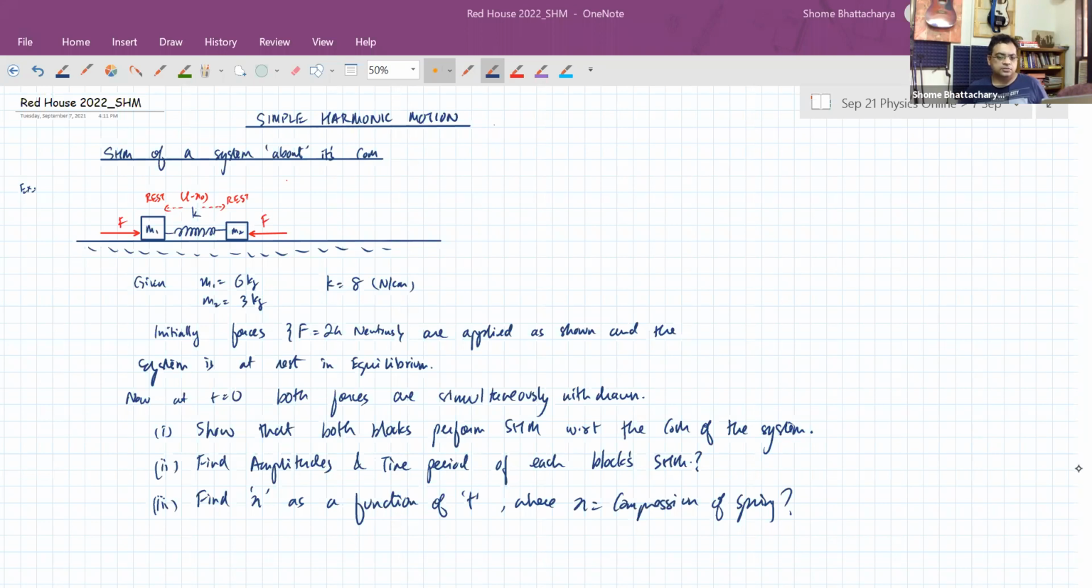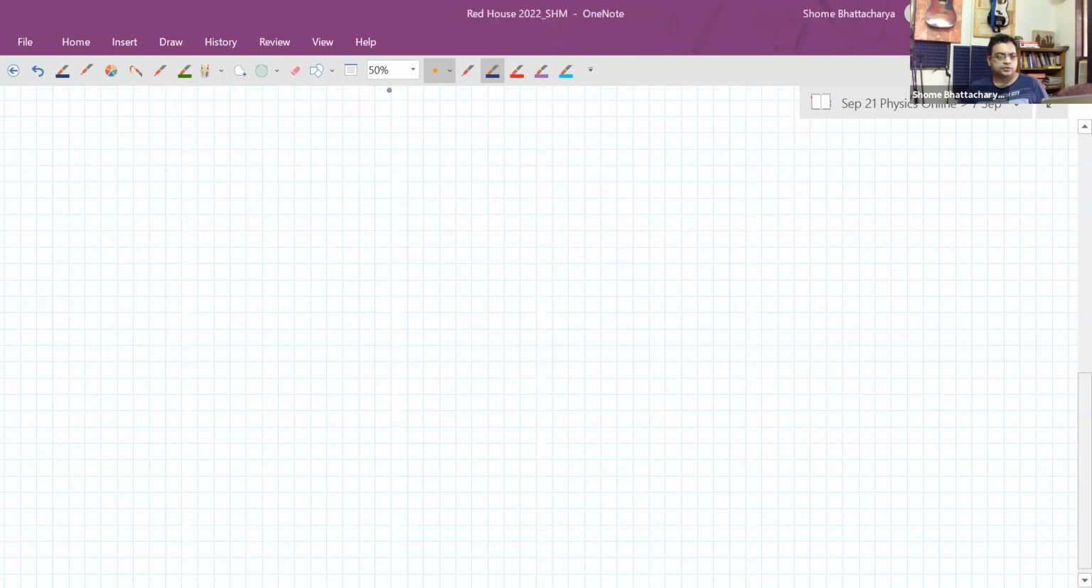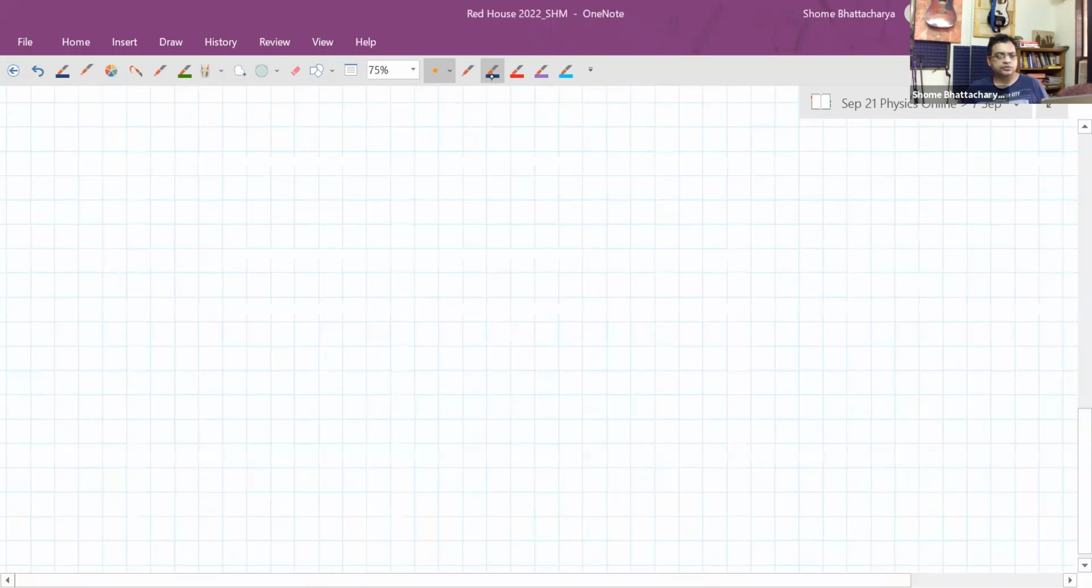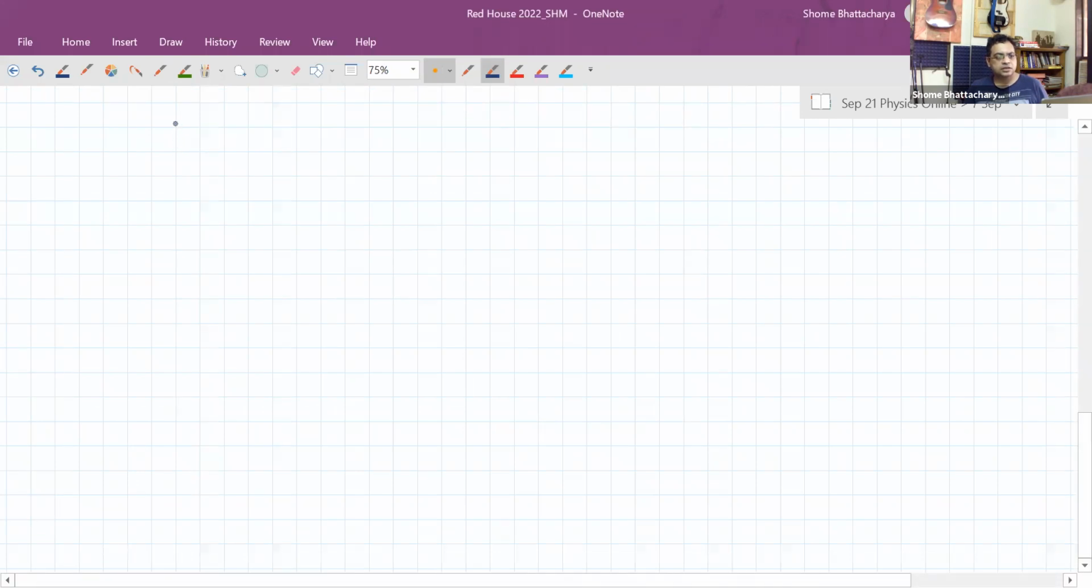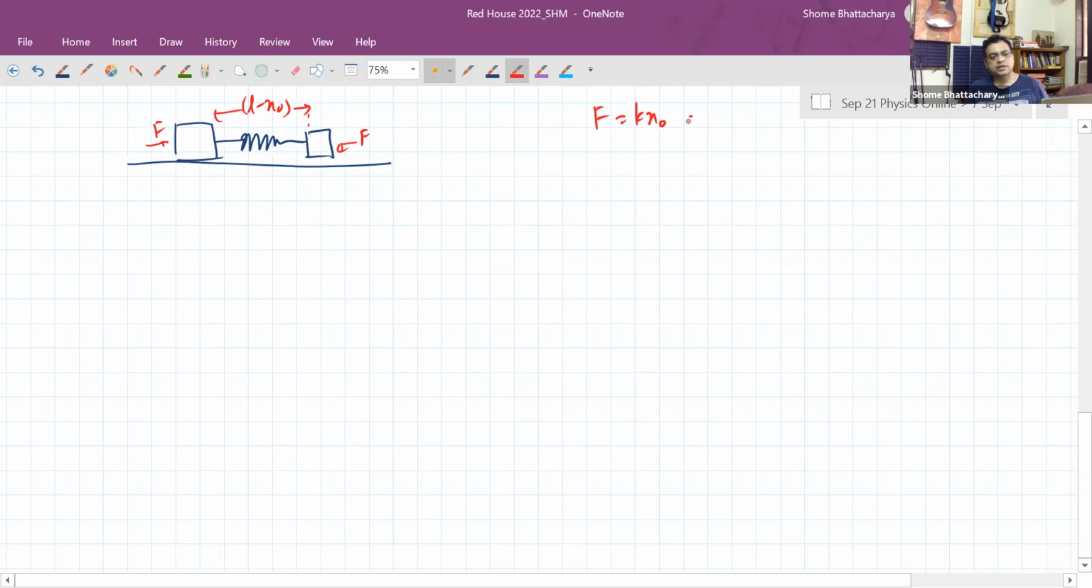So there are a couple of ways we can go about this. One is a very fundamental method that I understand. Initially, the system is in this state where the spring is at a compression of x naught. So F is equal to k x naught. From that, I understand that x naught is 3 centimeters.